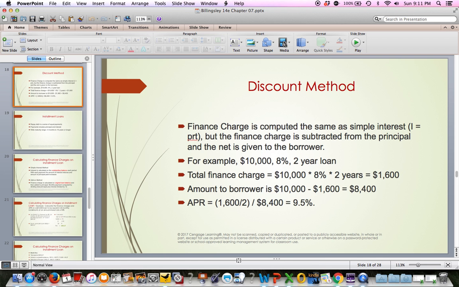The discount method: the finance charge is computed the same as simple interest, but the finance charge is subtracted from the principal, and the net is given to the borrower. For example, a $10,000 8% 2-year loan. Total finance charge is $10,000 times 8% times 2 years, which is $1,600. And the amount to the borrower is $10,000 minus the $1,600, which is $8,400. Your interest rate, or your APR, is 9.5% based on that. So you get $8,400, but you have to pay back $10,000.